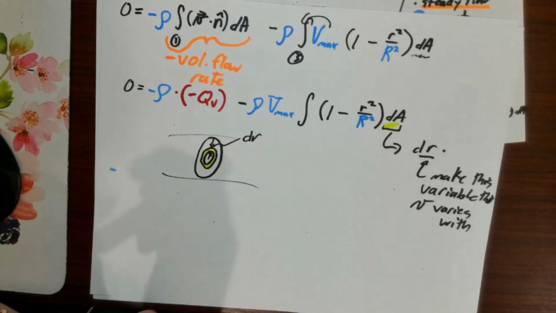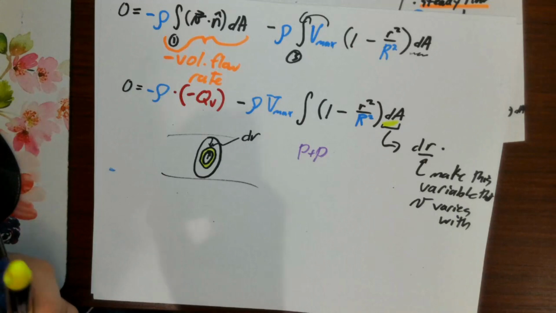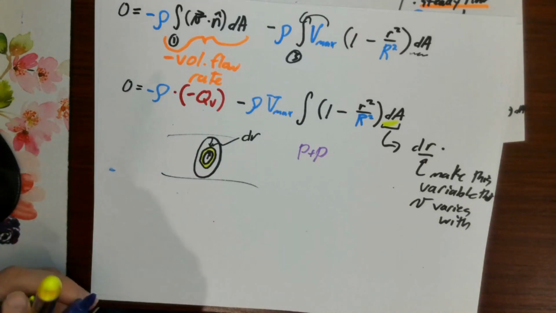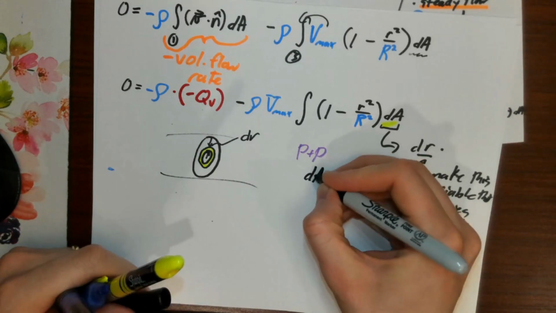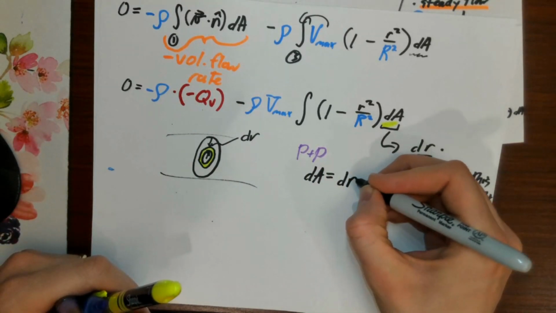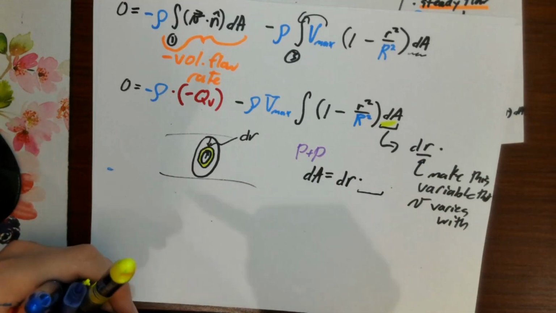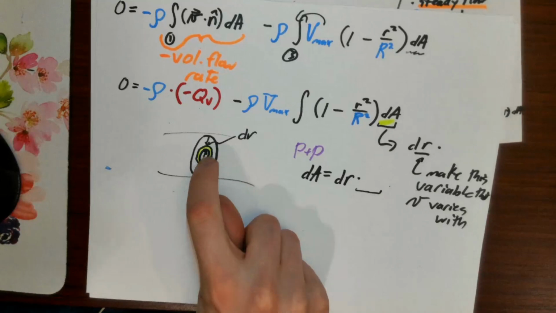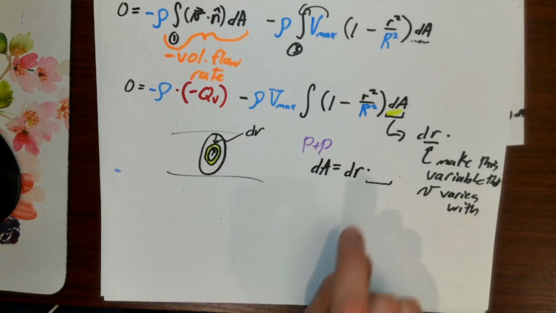So, pause and ponder. What is dA if one of the dimensions equals dr? So dA equals what? Spoiler alert, it's going to be dr times something else that will give us the area, right? So what is the area of one of these concentric rings if it's dr times something? So pause and ponder.